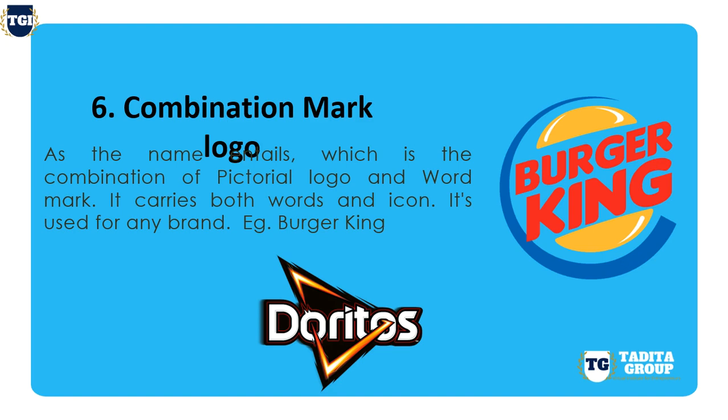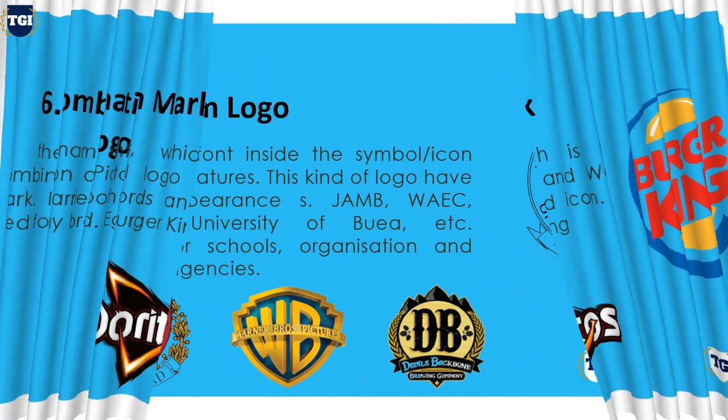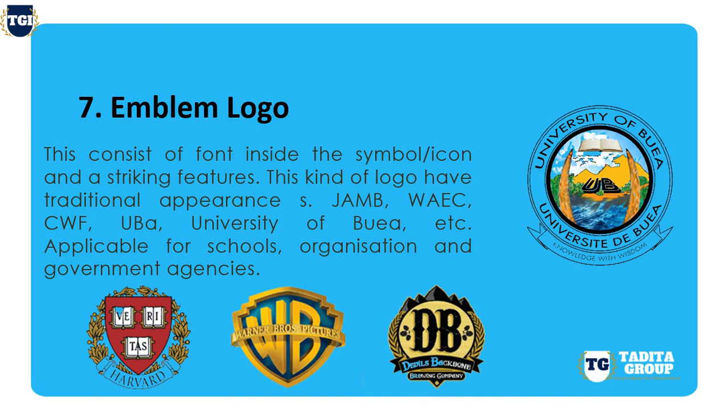kind of logo. So as the name entails or implies, which is the combination of Pictorial logo and the watermark logo, it carries both word and icon. So it's used for any brand as well. We have the Burger King, and there are so many other logos out there which actually are similar to the combination logo. Then the last kind of logo which you're looking at is the emblem logo.